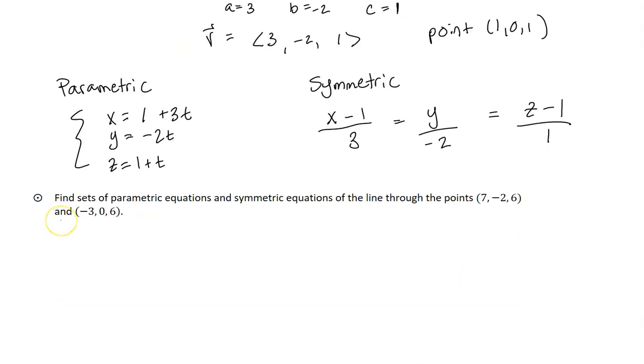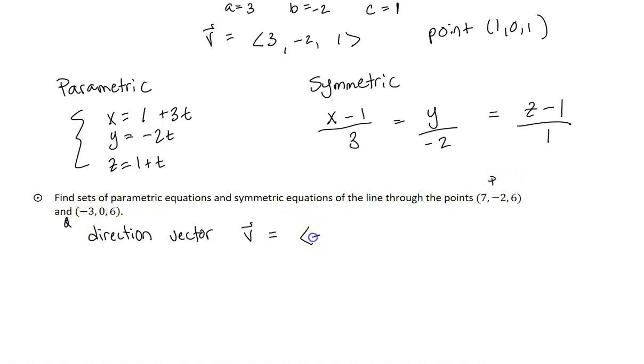Now here's another example. It says find sets of parametric equations and symmetric equations of the line through the points (7, -2, 6) and (-3, 0, 6). This is just like the idea where you had to find the equation of a line between two given points, and you had to find your own slope. But remember, instead of slope, we're going to use vectors. So our direction vector is going to be the standard position of PQ, if this is P and this is Q. It doesn't really matter which order you put it in. That's up to you. I'm just going to go from P to Q.